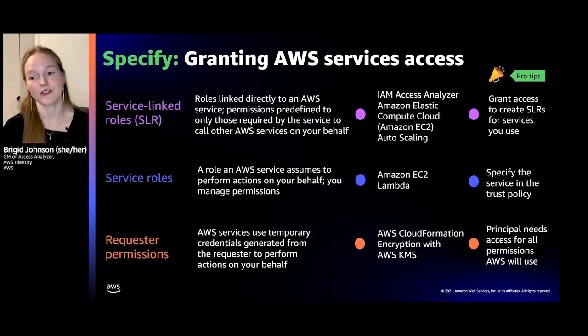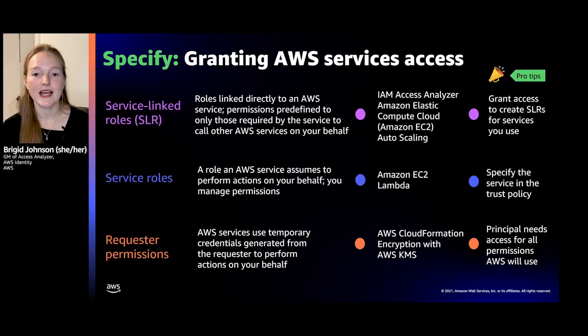The second one is service roles, and we try to use service roles when the permissions need to be customized. This would be like in Lambda, where we don't know what your function is going to do because you're going to author a function. So you need to specify the permissions, and you also need to specify the service in the trust policy. My pro tip here is to specify the service in the trust policy and also break it out. You don't want to mix and match too many together. It'll be hard to audit and monitor that access.